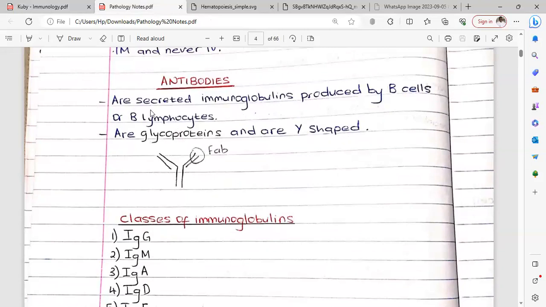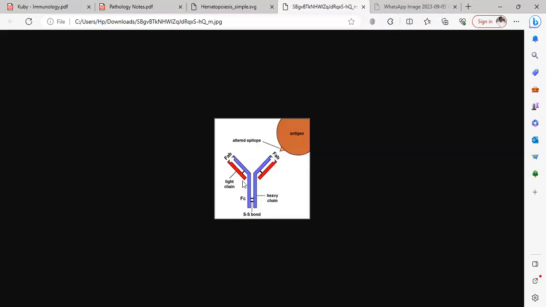As an introduction, antibodies are secreted immunoglobulins produced by the B cells or B lymphocytes. They are usually glycoproteins, and they're Y-shaped. It has the Fab portion, and we have the Fc from here to here. We have the light chain and the heavy chain here. Fab is where the antigen binds. It can be an MCQ also: where does the antigen bind? It binds at the Fab portion. The Fc portion runs from here to here, and the light chain is the red part, and the heavy chain is the blue part.